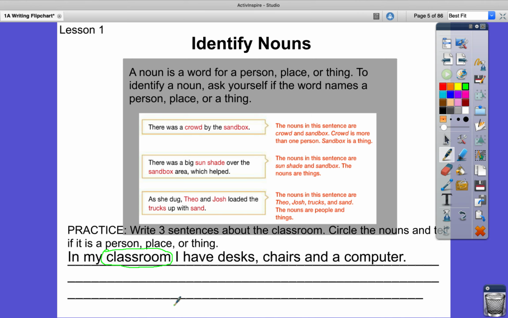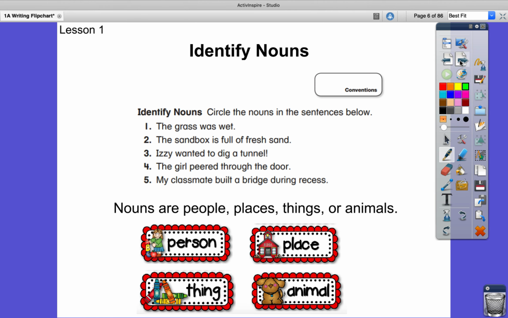Now inside my classroom, I have some things. I have desks, chairs, and a computer. Okay, these are all things. Okay, now in your online writing journal, that is a Google Doc under Lesson 1, Conventions, you are going to identify nouns. Circle. So what I always like to do in my directions to help me remember, I circle the word circle.